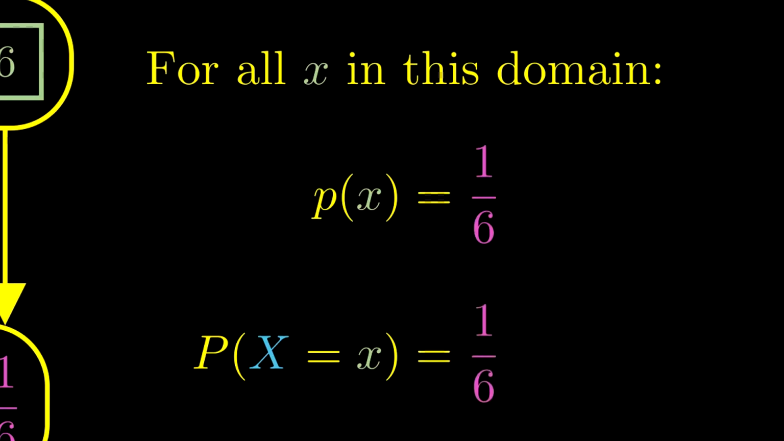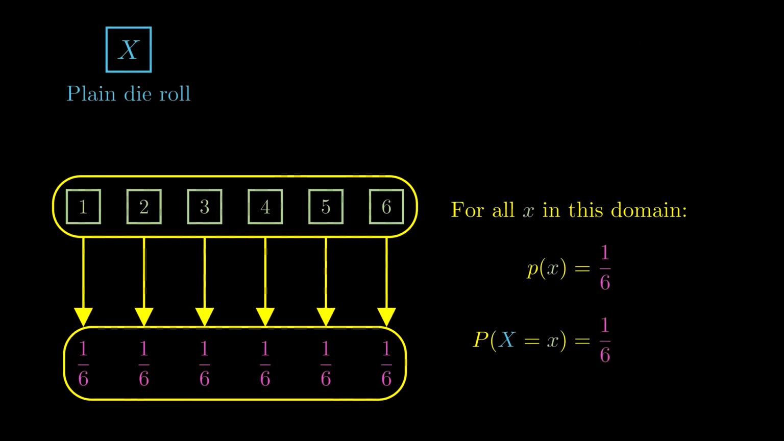Then for this very simple random variable, no matter what little x is, whether it's 1, 2, 3, 4, 5, or 6, the probability that the big X magic box gives you that number is going to be 1 out of 6. Now you might need to go through that a few times, but I'm sure you get used to it.